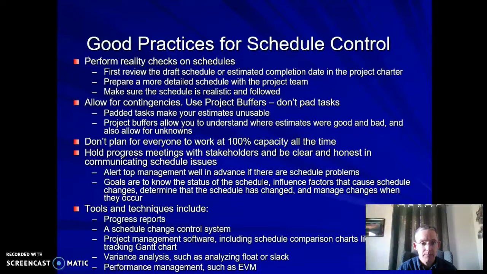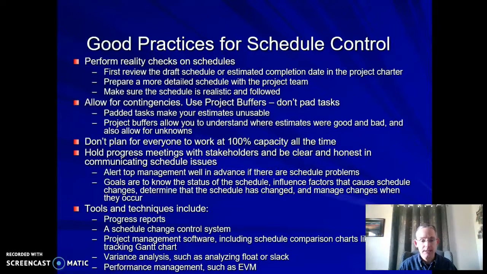Allow for contingencies, put buffers in there. Don't pad tasks, okay? Because that just makes you unreliable as an estimator. But put buffers in that will let you absorb the risks that happen, but also still understand how good your estimates actually were. Don't plan for everyone to work at 100% capacity. It won't happen, okay? Plan for 80% availability. Make sure everyone understands, and the issues that are happening and scheduling issues should be alerted.